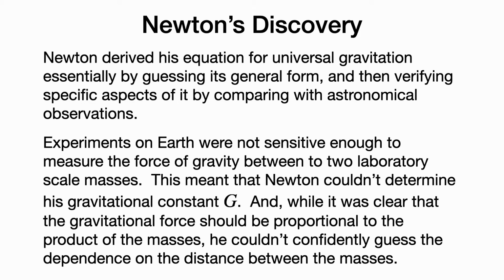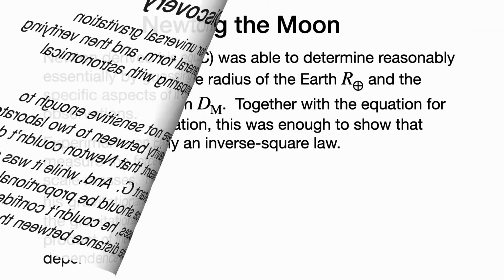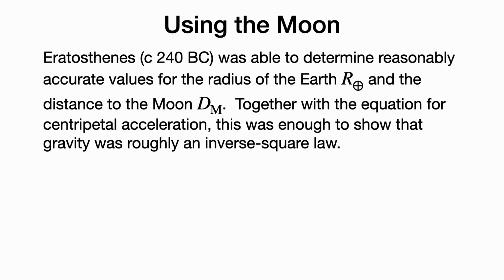This meant that Newton couldn't determine his gravitational constant G. And while it was clear that the gravitational force should be proportional to the product of the masses, he couldn't confidently guess the dependence on the distance between the masses. Now, it turns out that we can figure this out by using our knowledge of the moon.